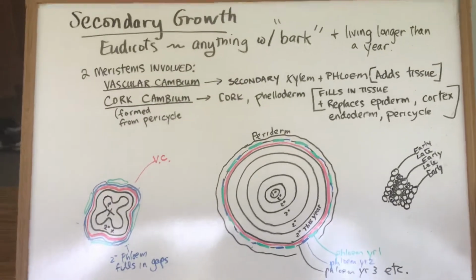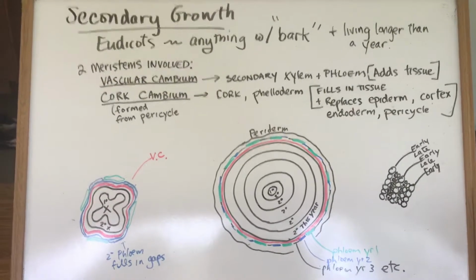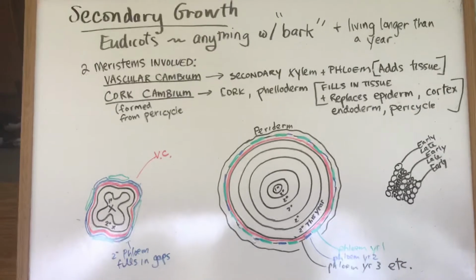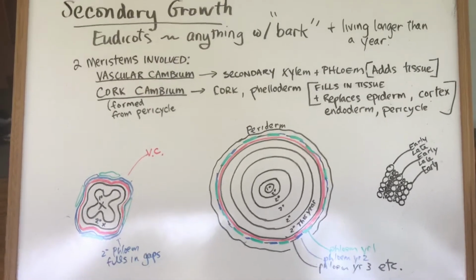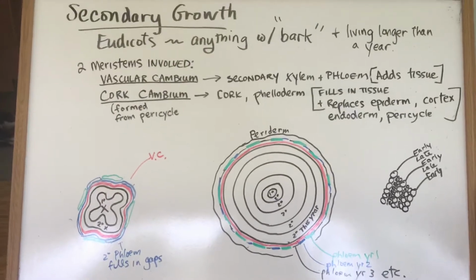Now, some monocots also grow year after year, but their secondary growth is a little bit different because we'll talk a little bit more about how they grow in the lab. But basically, we're going to focus this in on how eudicots do this.